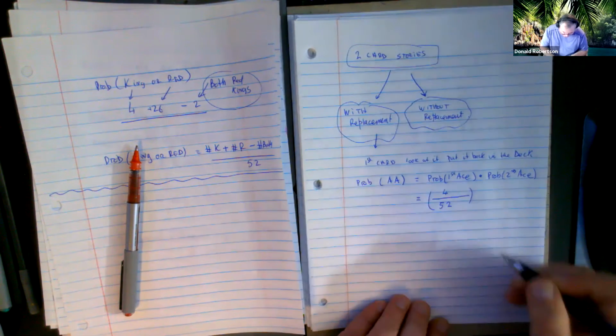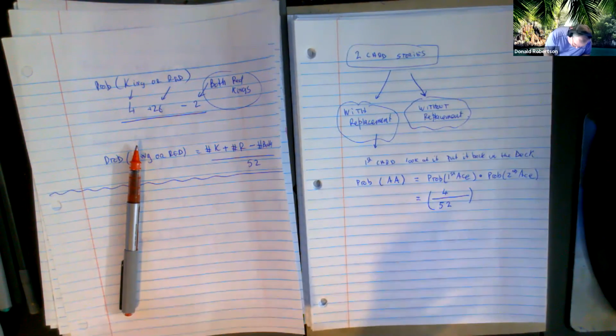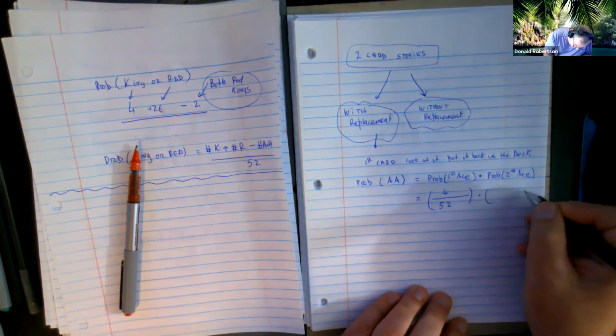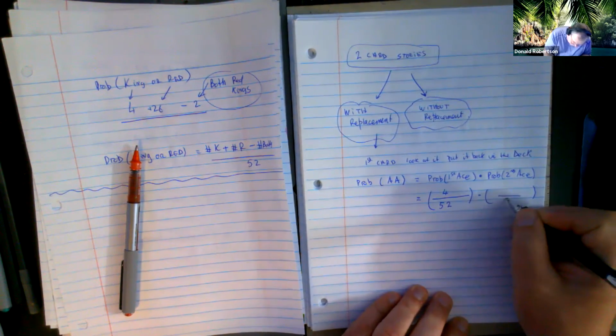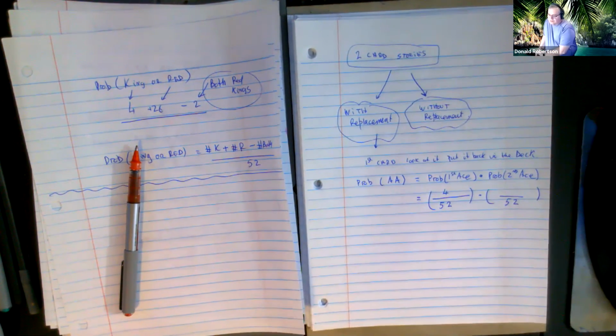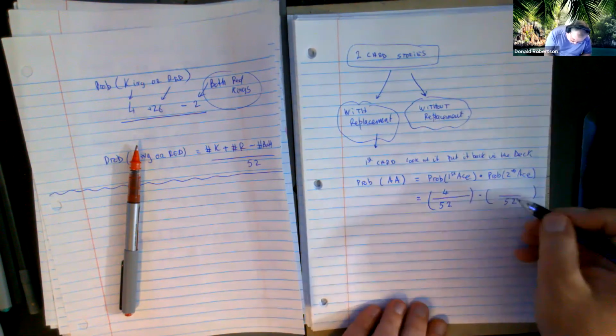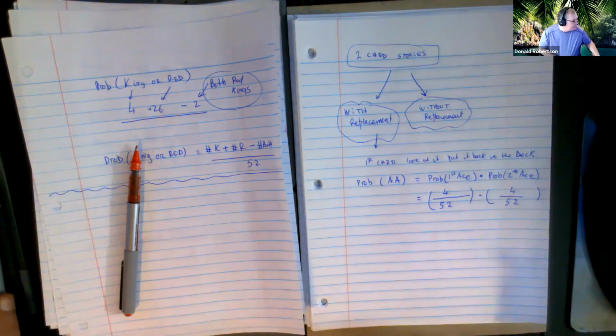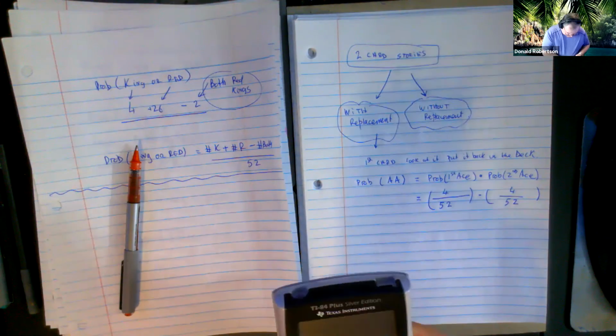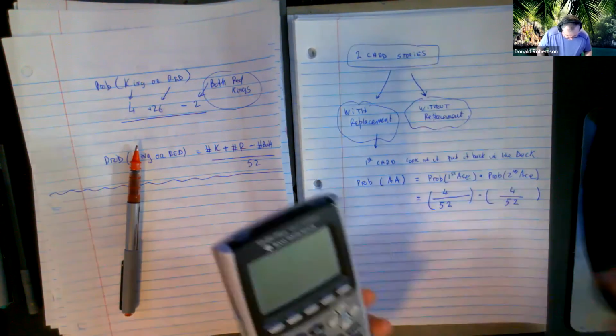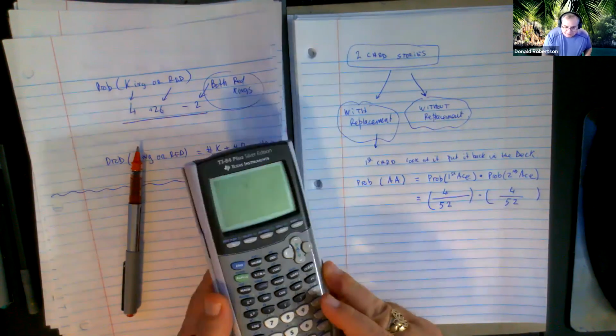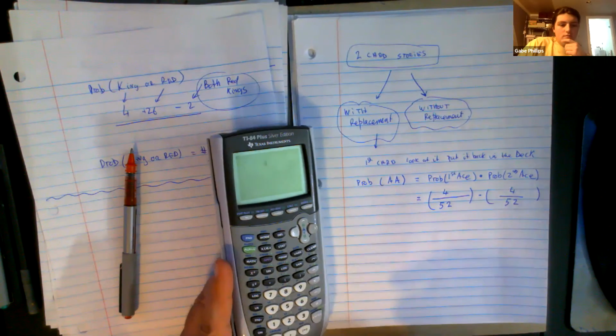Now, if you take the first card and you put it back in the deck, what's the probability that the second card is going to be an ace? It's the same number, isn't it? It's still 4 out of 52. Now, that is an ugly, ugly brute of a question. So I would let the calculator do it for me.